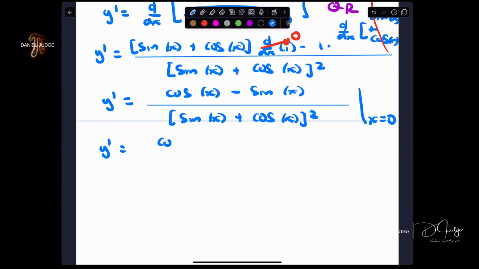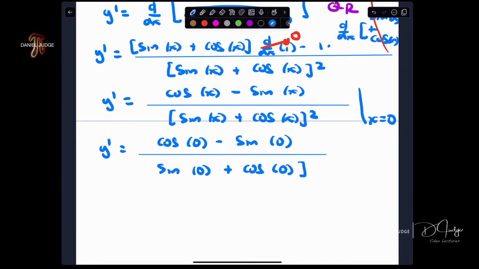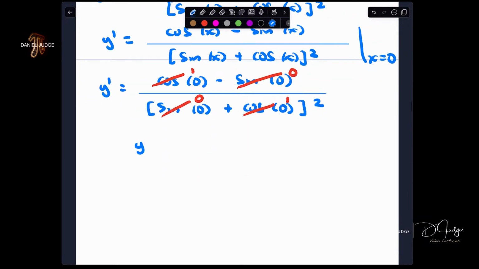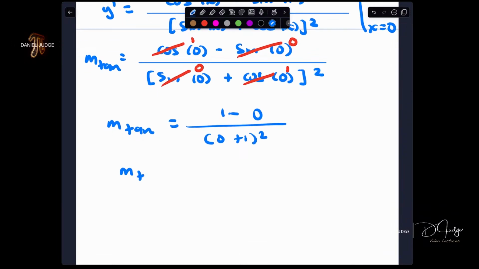We're going to evaluate this at x equals 0. So when you plug in 0 now, you get cosine 0 minus sine of 0 over sine of 0 plus cosine 0, to the second power. So we just have to know the trig values here. Cosine of 0 is 1 and sine 0 is 0. So this is really your m tangent, by the way. So m tangent will become 1 minus 0 over (0 plus 1) squared. So we got 1 over 1 squared. M tangent is the number 1.